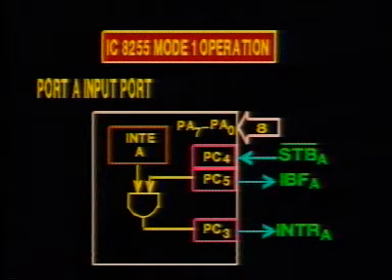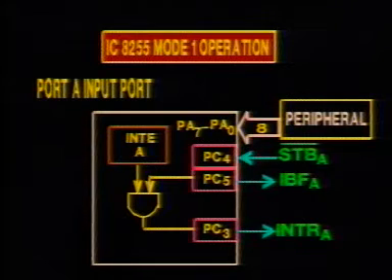Port A may be connected to a peripheral which needs to be interfaced. The peripheral, when ready with a byte of data, places it on port A. Then it puts a 0 at the strobe input. In response to this, the 8255 raises the input buffer full signal. The 8255 also raises the interrupt signal.